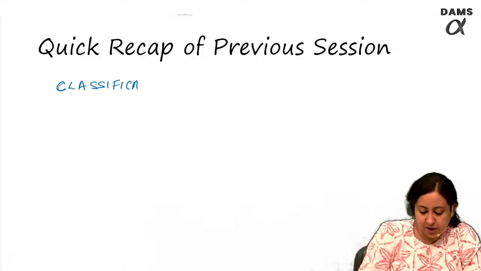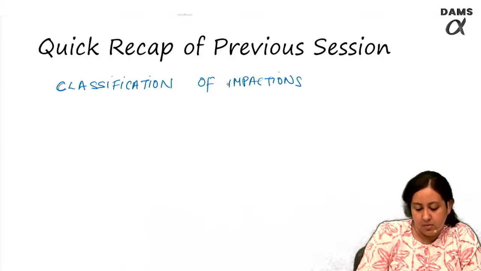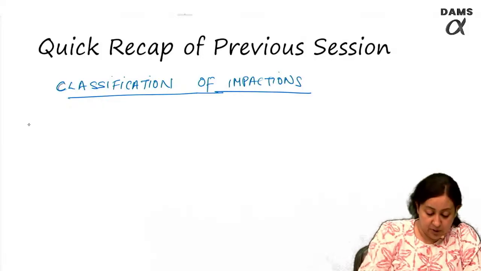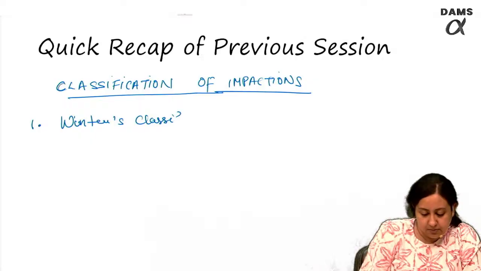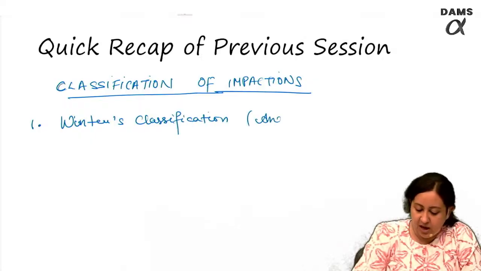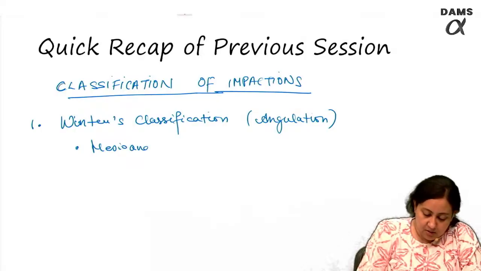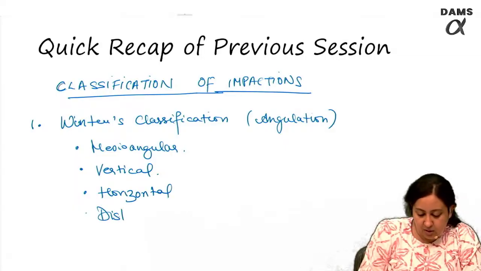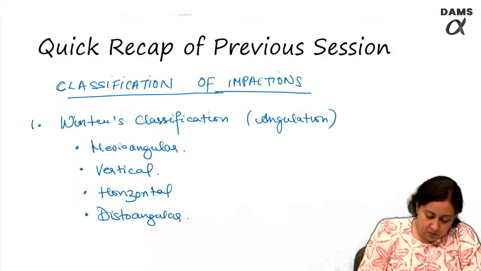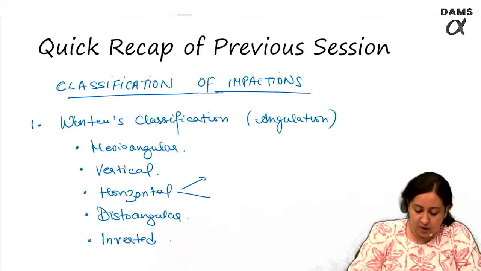Quickly looking at classification of impactions, especially the ones that we will need to note today to understand the difficulty indices. First one is Winter's classification. This was based on the angulation. Here we had got to know what is mesioangular, what is vertical, what is horizontal, what is distoangular, what is inverted, and things like that. All right. In horizontal, we also knew what is buccoangular and linguangular.